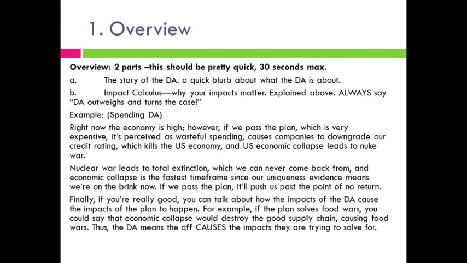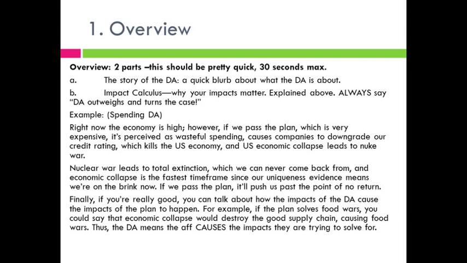So the first part of extending, and when would we extend a disad? So we'll extend a disad in either the 2NC, in the 1NR, and in the 2NR if we're going for a disad, okay? So I'm going to talk about how you would do this in each of those speeches, the 2NC, the 1NR, and the 2NR. Okay, so the first part is the overview. So the overview has two parts. This should be pretty quick, like 30 seconds maximum.